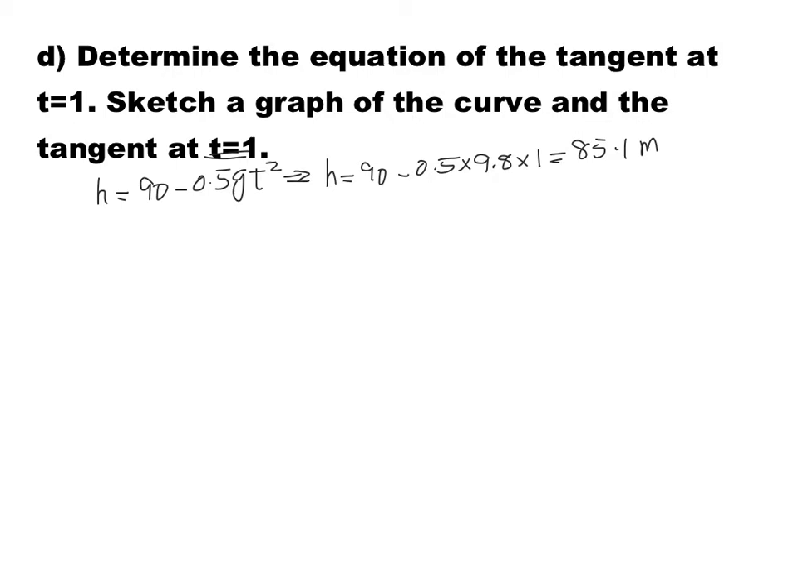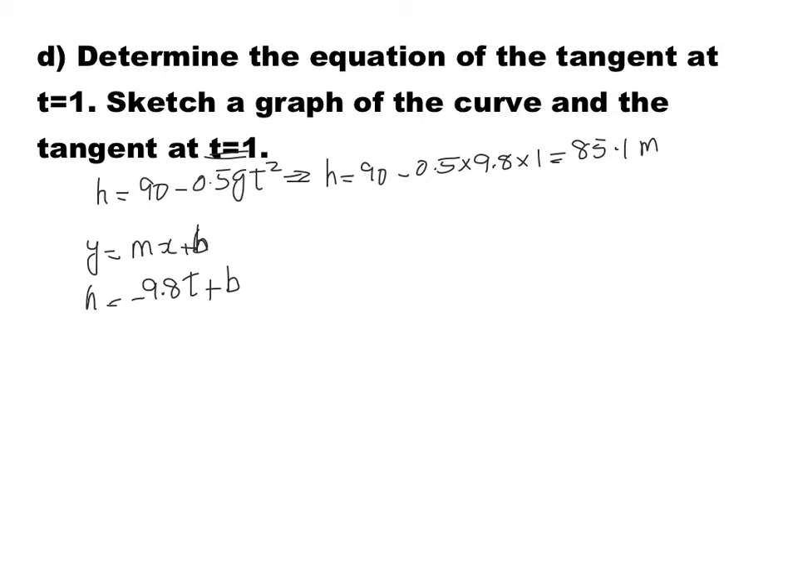Now, the equation of a line in slope y-intercept form is y equal mx plus b. In our case, y is really h, so I'm going to write h is equal to m. In the previous question, we found that the rate of change at t equal to 1 is negative 9.8, so m is negative 9.8. X is really t plus b. b is the y-intercept, which we have no idea what the value is.